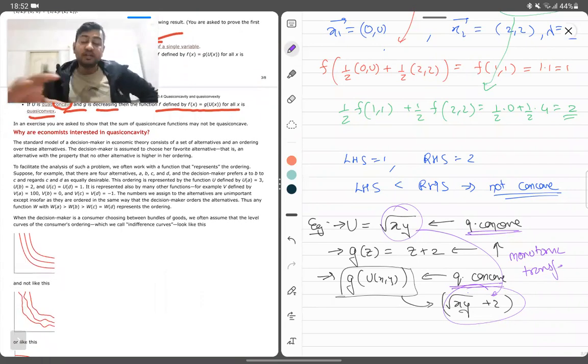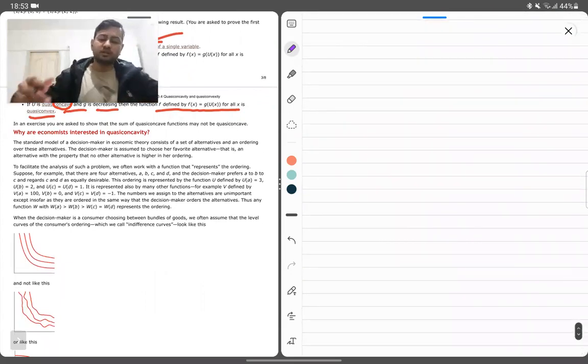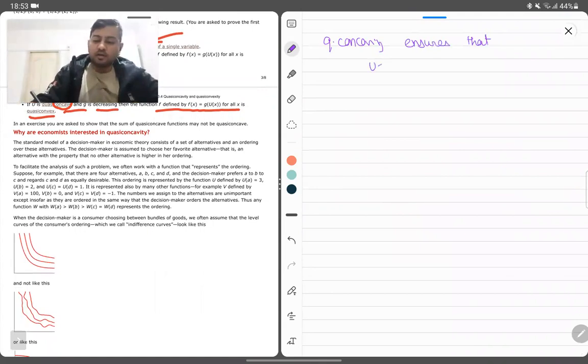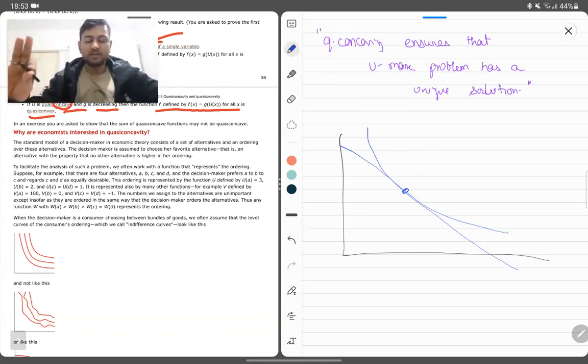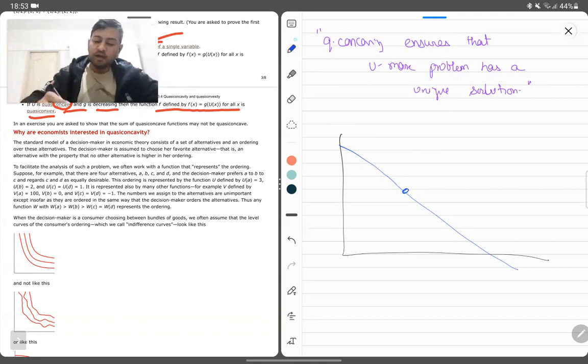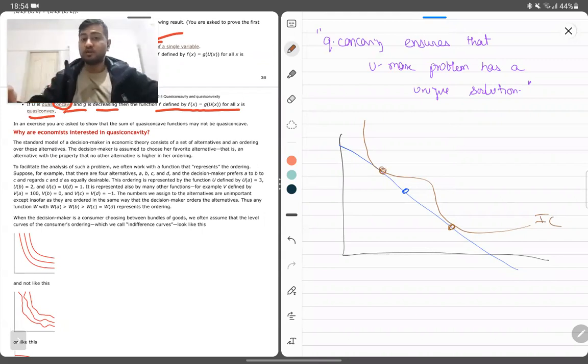Now the question is, why are economists interested in quasi-concavity? इसका एक one word answer है, quasi-concavity ensures that utility maximization problem has a unique solution. तो इसको भी graphically समझते हैं, इसका कहने का मतलब क्या है. So let's say my utility function looks like this. So इस budget line के लिए utility maximization का unique solution. But if my utility function looks like this, ये मेरा अगर indifference curve है, so then utility maximization के दो solutions हैं, this and this can both be the solution to utility maximization problem.